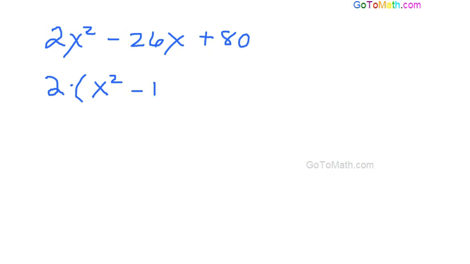Right, so this would be x squared minus 13x and then plus 40. So if you were to distribute this 2 back across, we should get 2x squared, right? Negative 26x, and then 2 times 40 is 80.